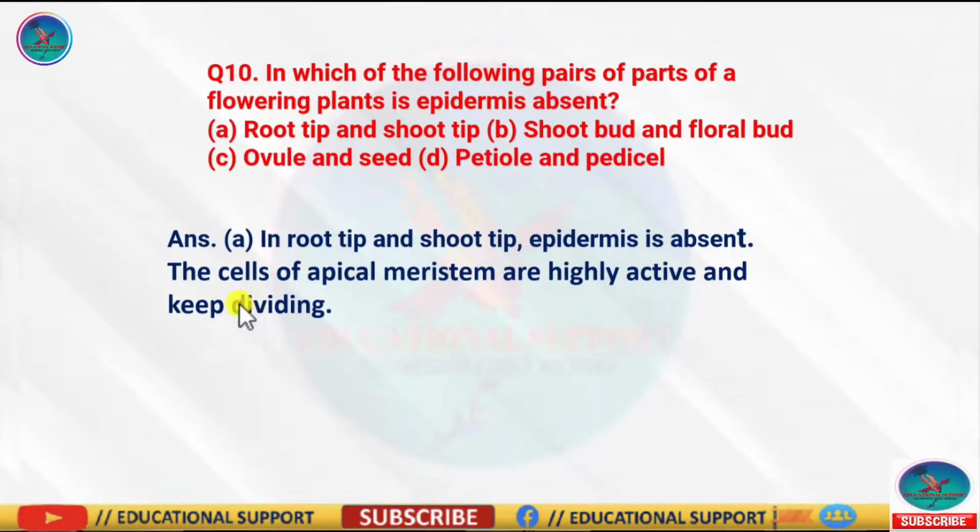So the growing apices of root and shoot possess apical meristem, you know that. The cells of apical meristem are highly active and keep dividing. For this reason, cells don't differentiate into epidermal tissues and epidermis is absent in root and shoot tip. So hence the correct option is answer A.